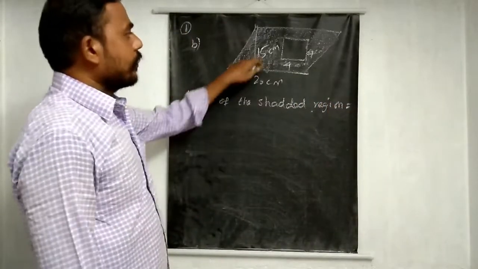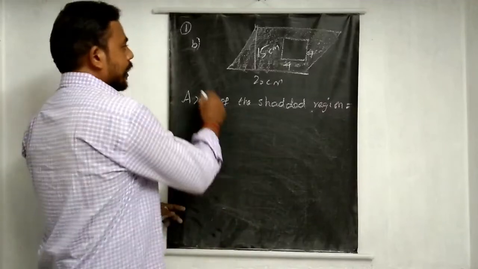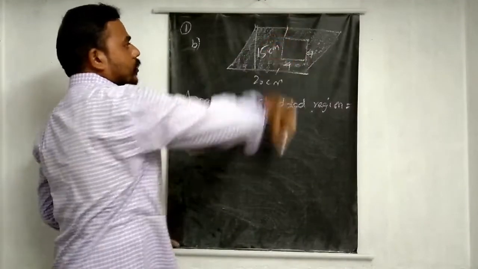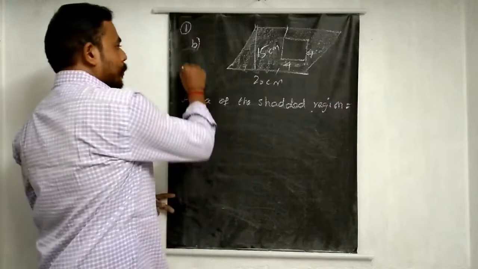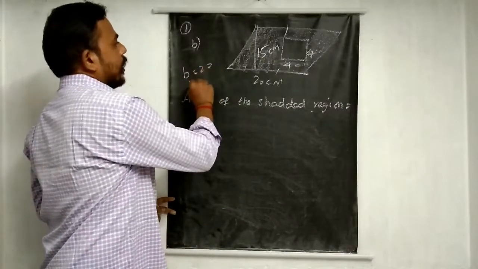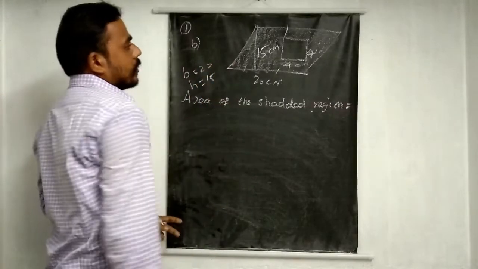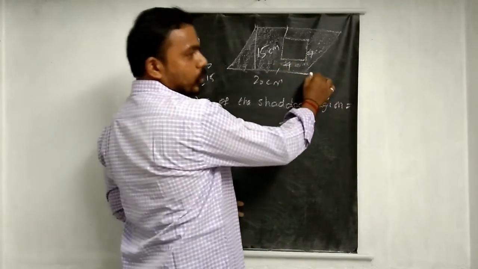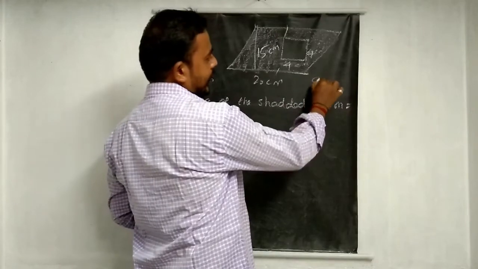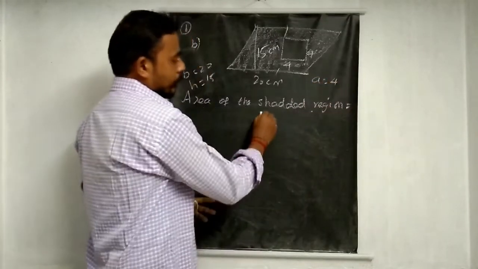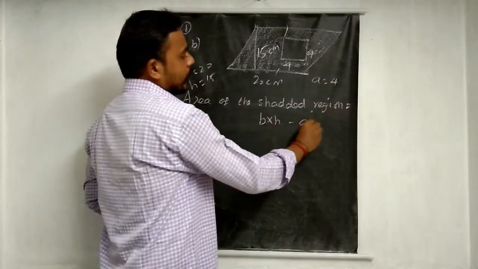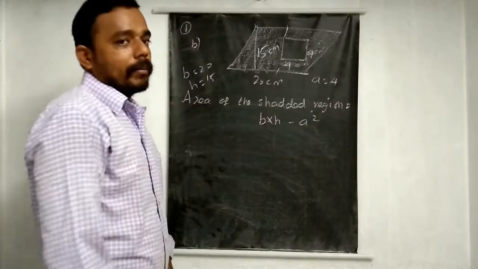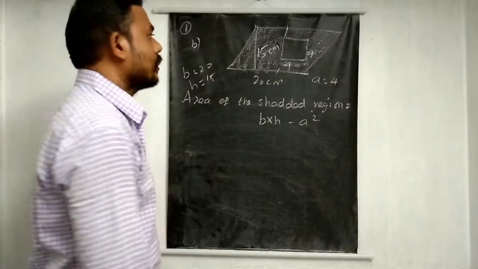Here 20, 15. So area of the parallelogram. This one looks like a parallelogram, so base 20 and height 15. And this one is 4 centimeter, so we can write this one as a square, side a equal to 4. So base b into height minus a square. That is area of the parallelogram minus area of the square. This is the pseudo-order region.